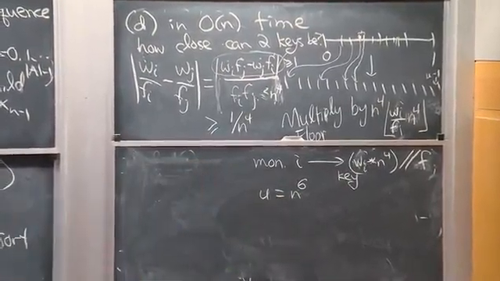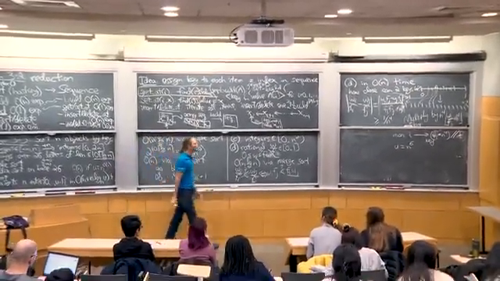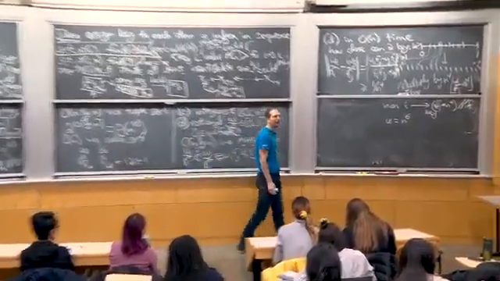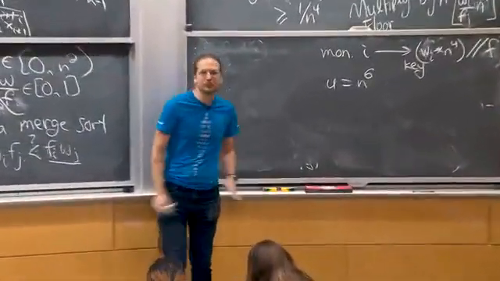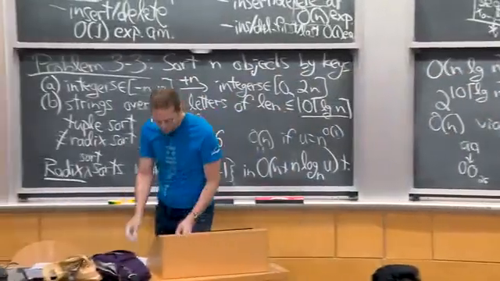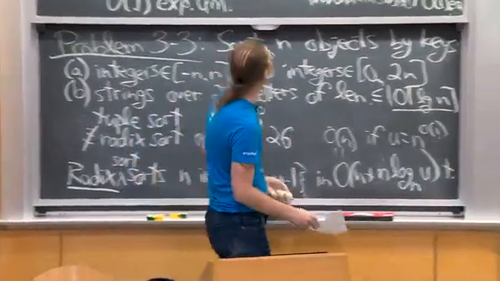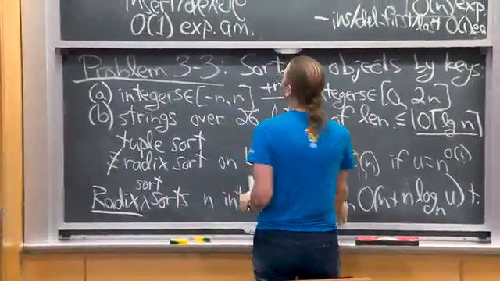But that's OK, because radix sort can handle any fixed polynomial in n. So it's going to end up doing 6 counting sort passes. Yay. That's problem 3. Let's move on to 4.